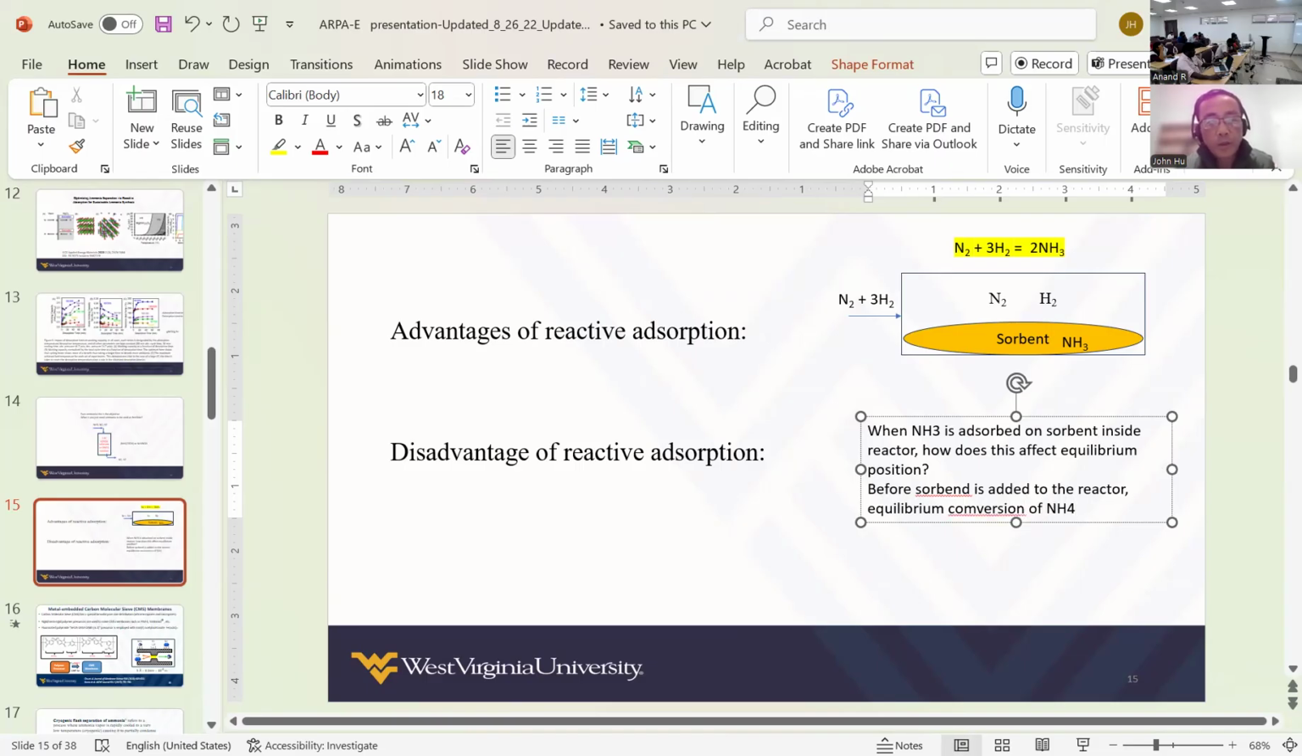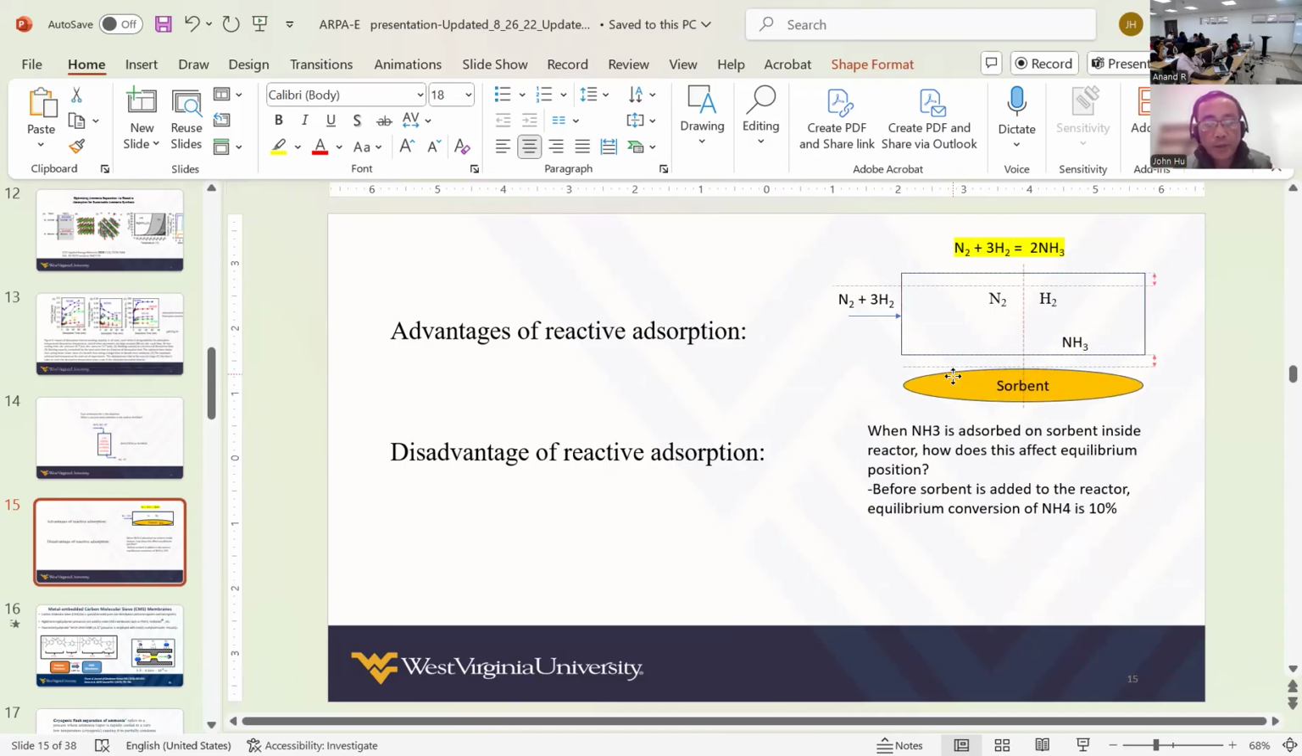Remember we calculated the conversion of ammonia the other day, all right? Before solvent is added to the reactor, okay? The equilibrium conversion is 10%.